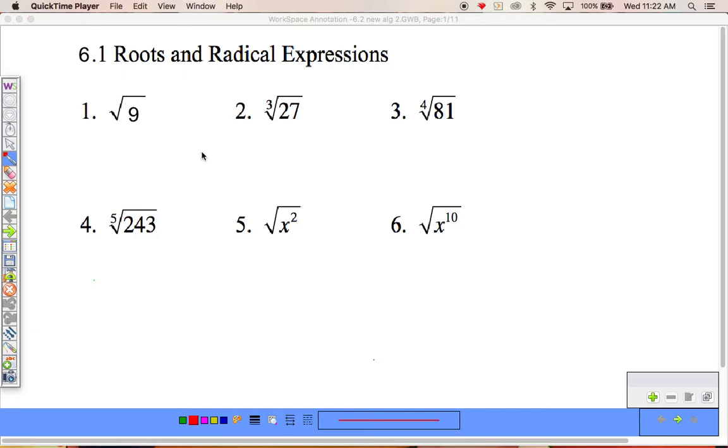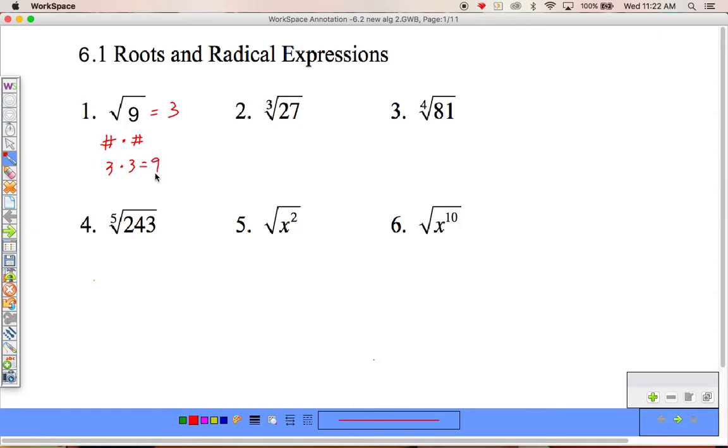All right, when I ask for the square root of 9, I'm not really asking for a number yet. What I'm looking for is what number times itself will give me 9. When we do a square root, we're looking for what times itself gives me 9. So we know that the square root of 9 is 3, because 3 times 3 gives me the 9. All right?